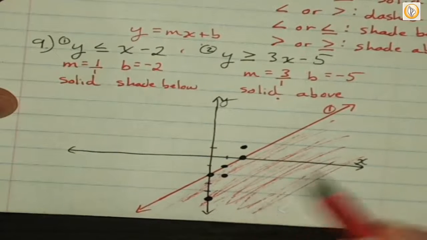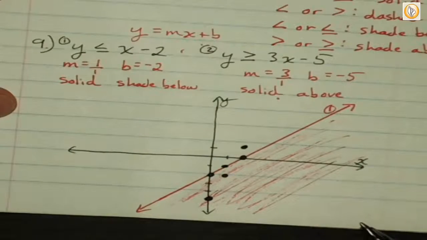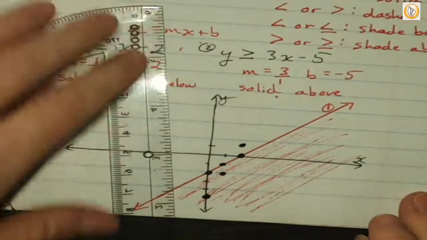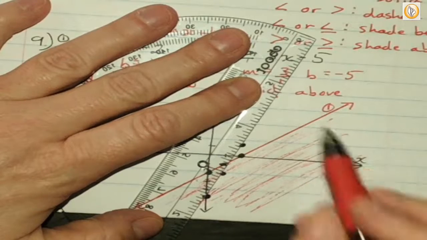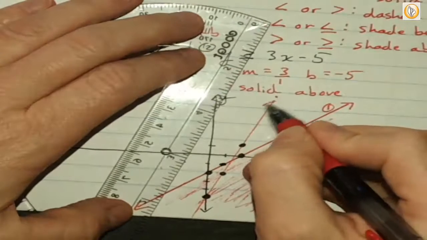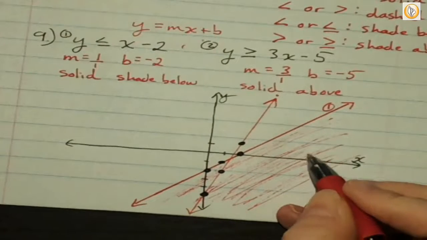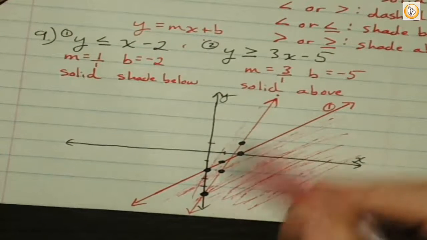This is where my students will say, okay, line 1's going to be blue, and they'll shade blue. And then line 2, they'll say is pink. This one is shade above. So I'm going to shade above.